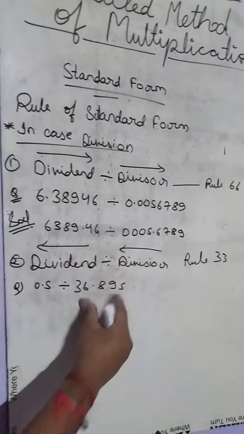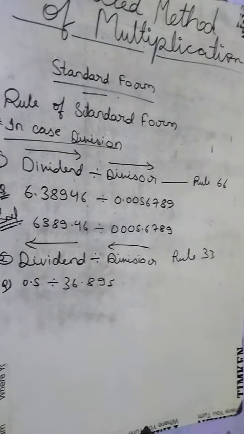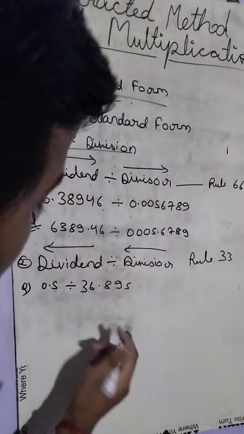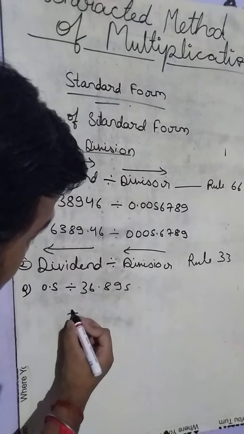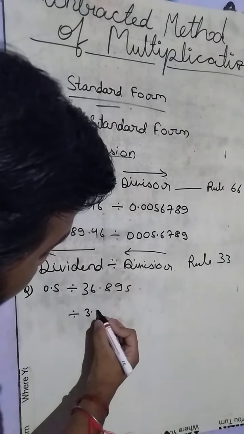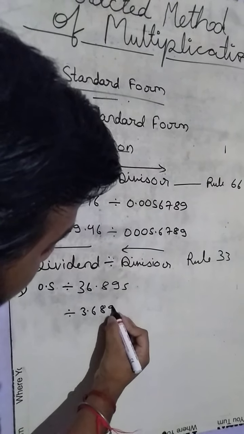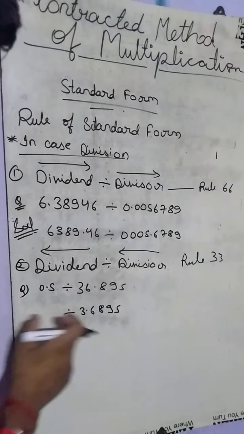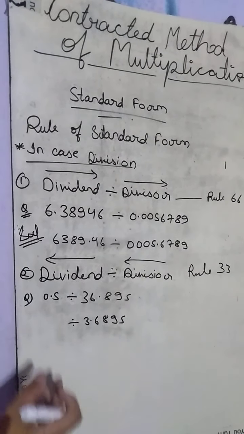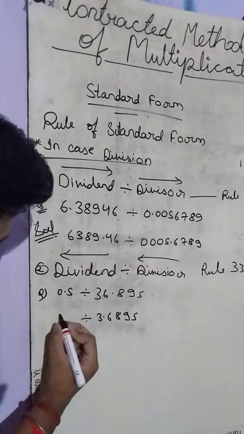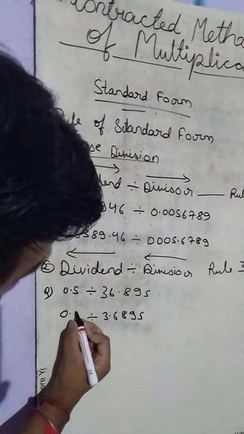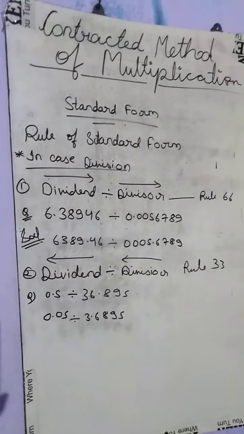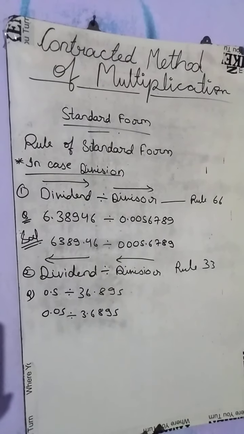So it is our divisor. Question: 0.5 divided by 36.895. In this case we will take only one decimal point. It becomes 3.6895. We have increased one decimal place, so in this case also we will increase one decimal place. It becomes 0.05. So friend, we have discussed exercise 2a of contracted methods of multiplication.